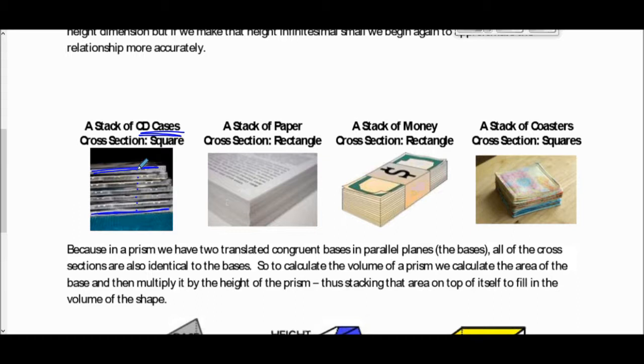So if we have a book with pages in it, this bottom layer would be congruent to that top layer. Those would be the bases of it. And if we added up all the pages from bottom to top, we could call that the volume. All the page areas, I should say. Same with a stack of money or whatever that is in the last picture.